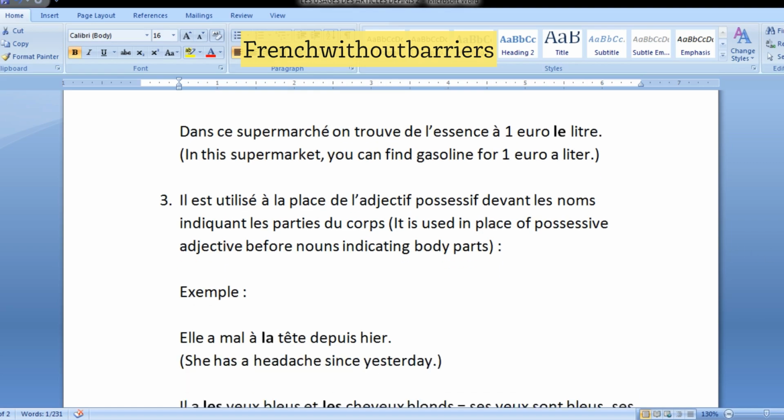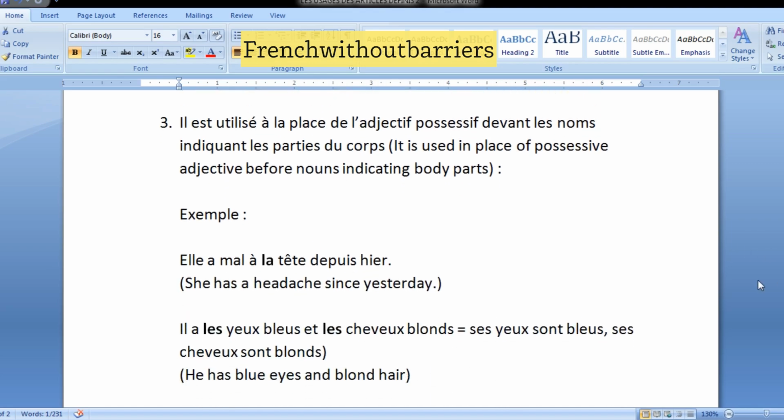Okay, moving forward guys, coming to the third usage, which is that les articles définis sont utilisés à la place de l'adjectif possessif devant les noms indiquant les parties du corps. What this means is that you use your definite articles in place of possessive adjectives.